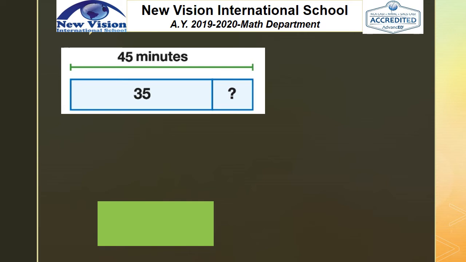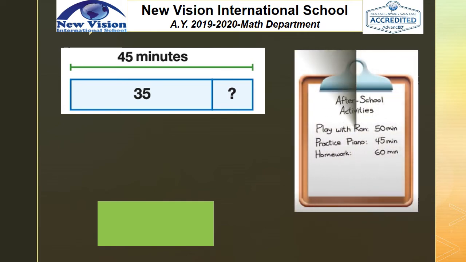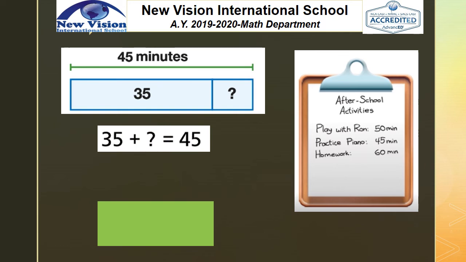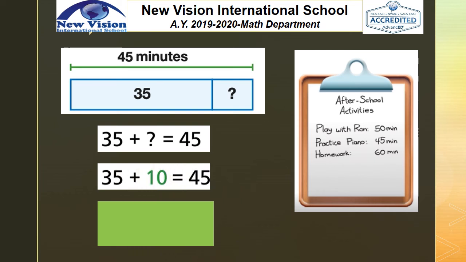What amount of time do you need to add to 35 to make 45 minutes? So we have 35 plus 10 equals 45. Thus, Joaquin has to practice 10 more minutes. Why can you use an addition equation to represent the problem? You can use an addition equation because the two parts put together make the whole.